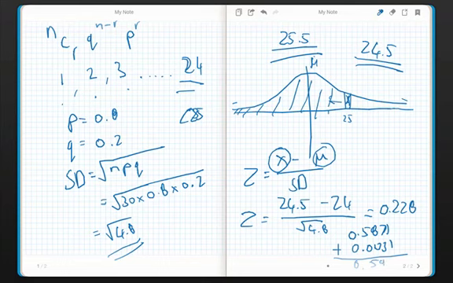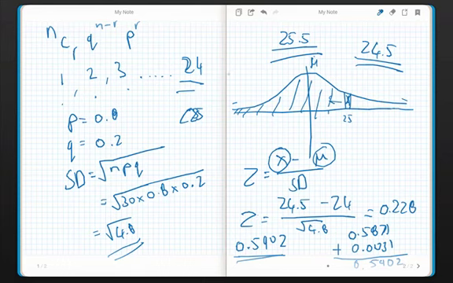Is it 9? Yes, it's 902. So 295. So your final probability, that is the probability of the number of cloudy days being less than 25 or fewer than 25, is 0.5902. I hope you see I got that there.